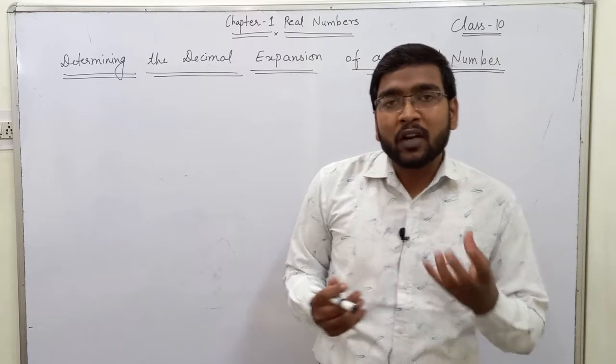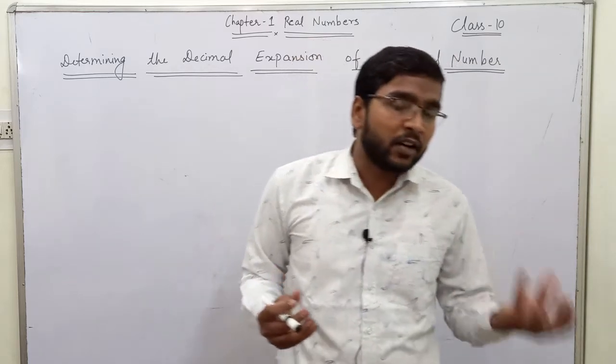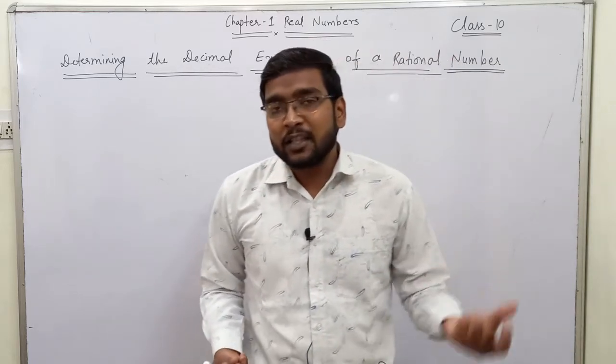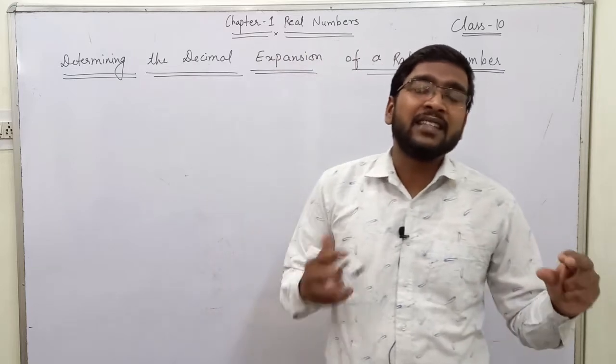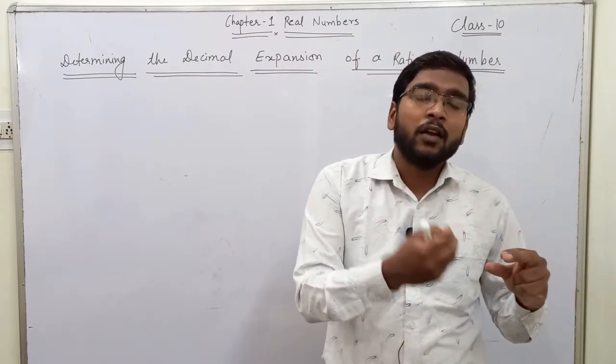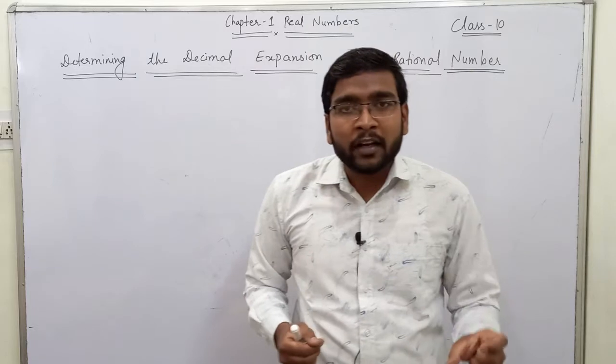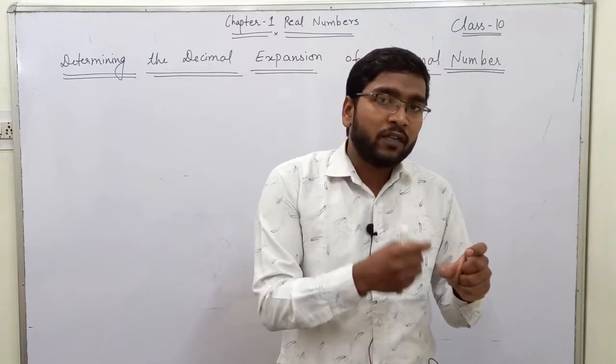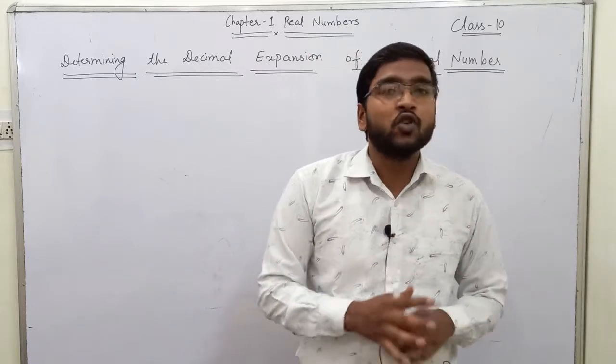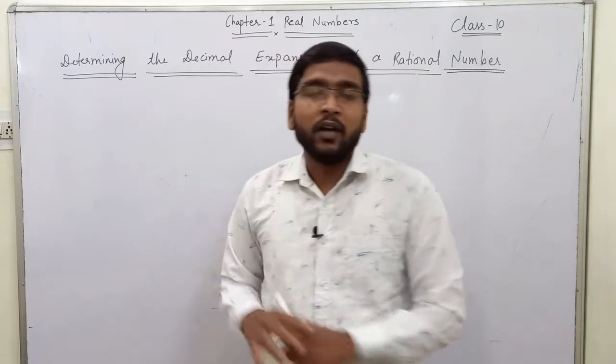Now we know that real numbers are of two types, that is irrational and rational. The decimal expansion of an irrational number is neither repeating nor terminating. So we cannot determine the nature of decimal expansion of an irrational number. So we will be focusing only upon rational numbers.